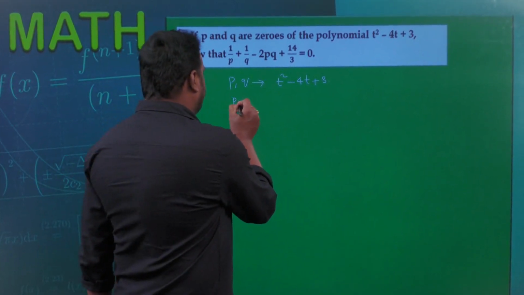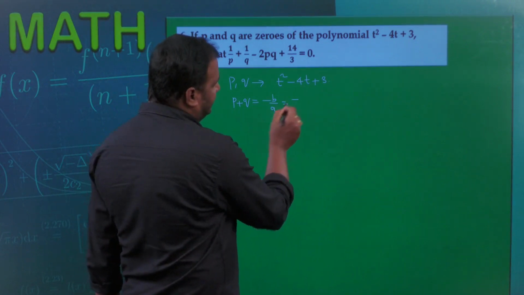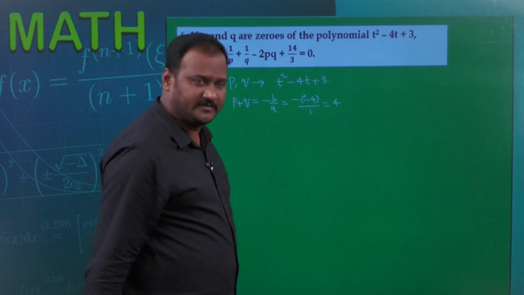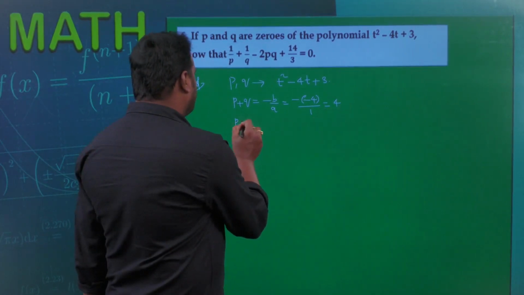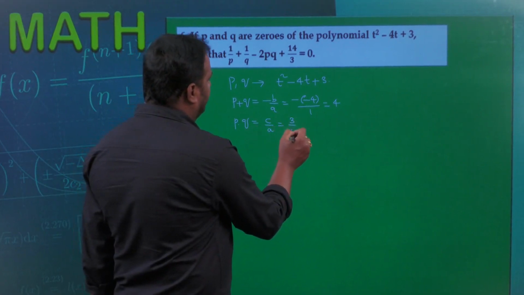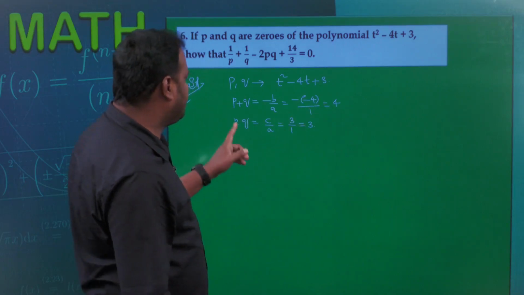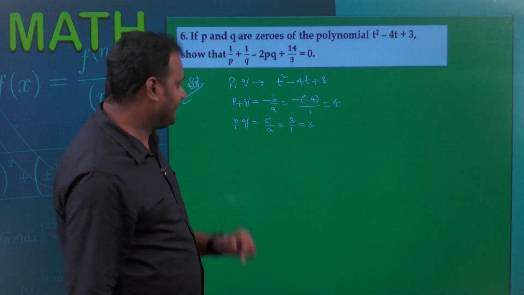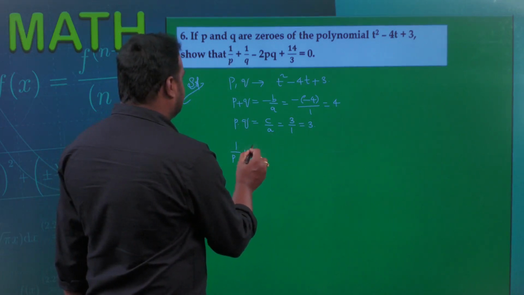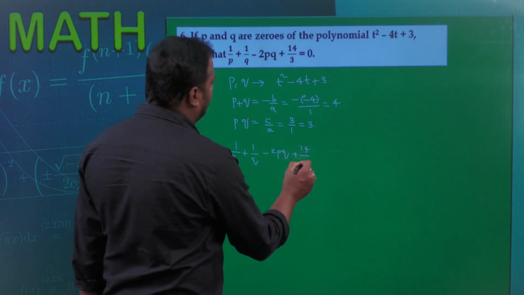What is the formula for p plus q? So p plus q is equal to minus b by a, right? Which is equal to minus b, that is minus 4, divided by a, which is 1, which is equal to 4. And p into q is equal to c by a. The value of c is 3 by 1, which is equal to 3. Okay? So p plus q is equal to 4 and p into q is equal to 3. After getting that, you need to find out the value of 1 by p plus 1 by q minus 2pq plus 14 by 3. Right?